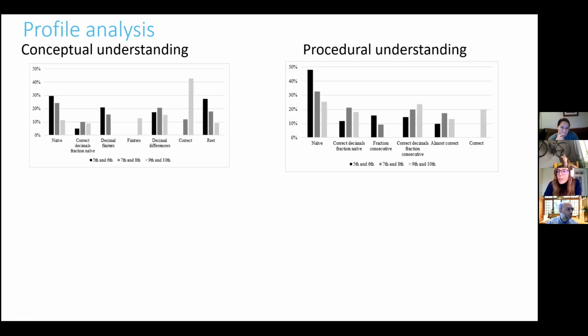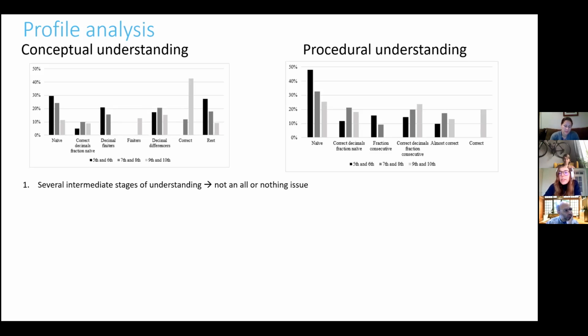So if we look at some results, because I don't have the time to show them all, we did profile analysis on both these conceptual items and procedural items. And the first thing that we see is that also here, there are indeed several intermediate stages of understanding.